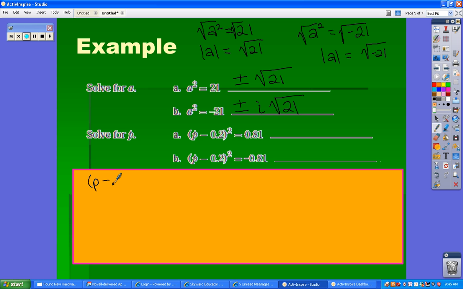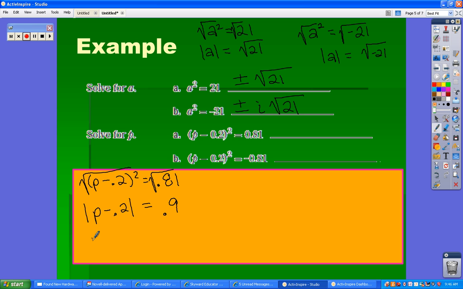(p − 0.2)² = 0.81. Step 1 is to isolate the square, and it is. From here we could take the square root of both sides. I now have the absolute value of p − 0.2 equals the square root of 0.81, which is 0.9.